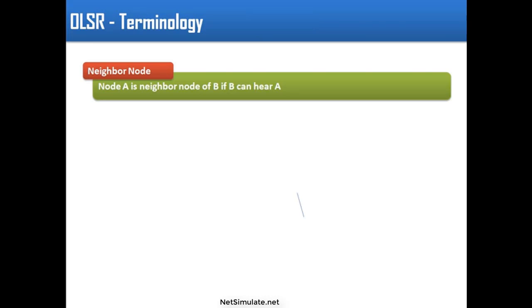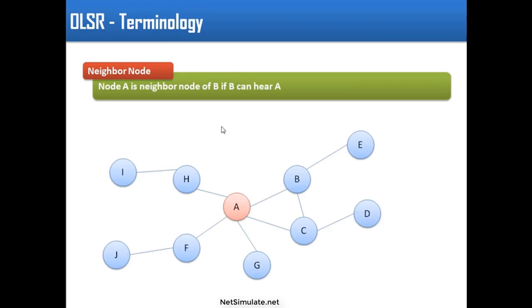So here is some terminology used in OLSR. So first is the neighbor node. What is the neighbor node? Say we are considering A. Any node that can be heard by node A is known as neighbor node. So we can say H, F, G, C, B are the neighbors of A. They are directly heard by node A. So these are the neighbor nodes.